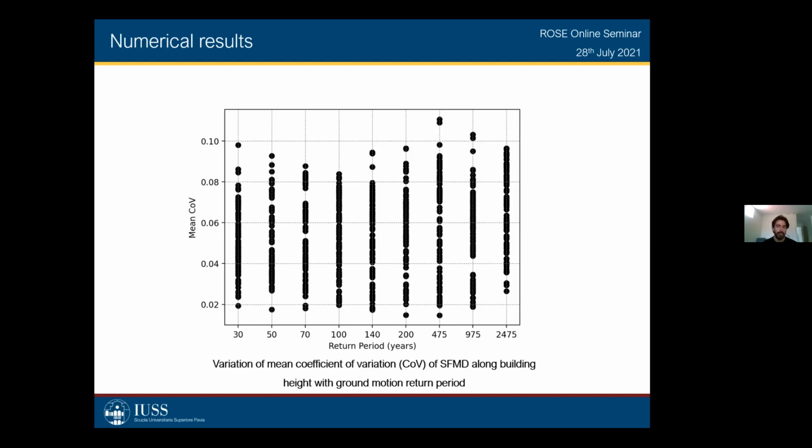So what we did, firstly, in order to investigate, was to see if there was an important variation of the strong fluid motion duration along the height of the building. What we see here as the mean coefficient of variation is the coefficient of variation of the strong fluid motion duration along the height of the building. So this tells us if the strong fluid motion duration varies a lot or not along the height of the building.